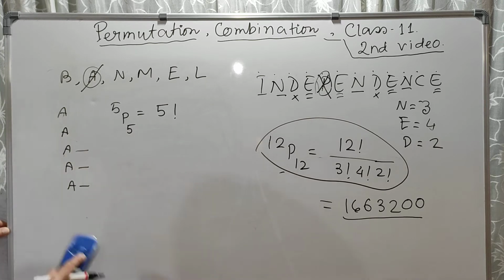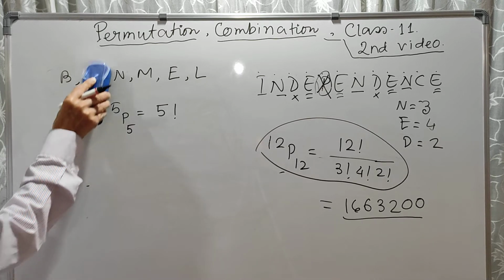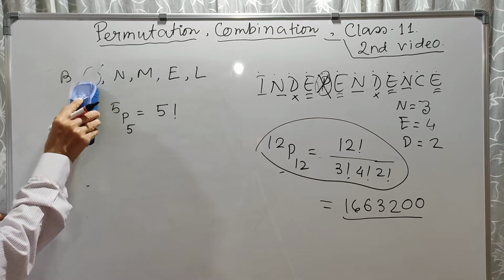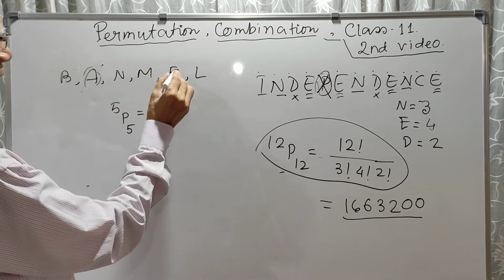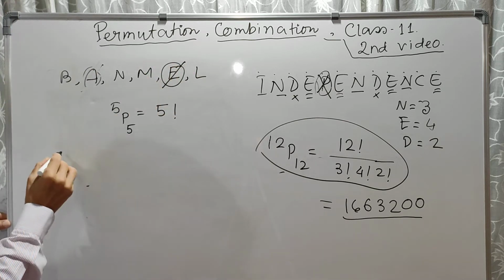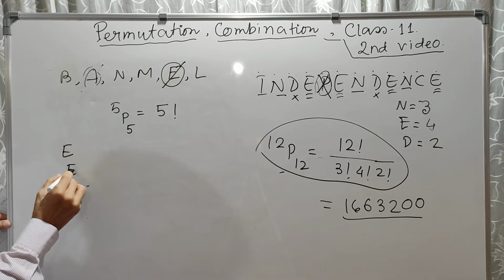Now similarly, next you keep A aside but take E out. That means now each permutation will begin with E.